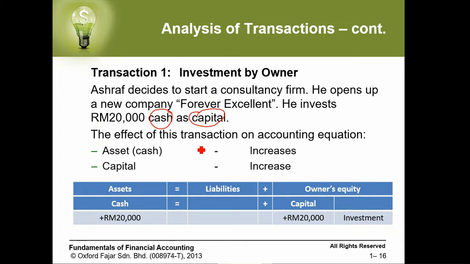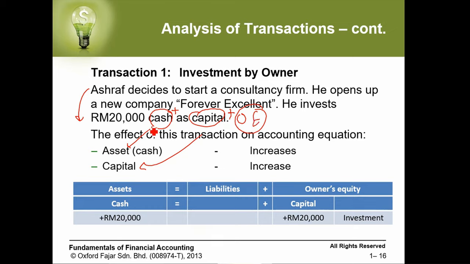This is the first step. Second step, belong to what category? Cash belongs to the asset category. Capital belongs to the owner's equity category, which is capital. Third, increase or decrease. The cash in the company increases because Ashraf gives money to the company. So we are thinking from the point of view of the company: the cash in the company increases. The capital is also increased. Before, we didn't have capital. Now, Ashraf invests money.